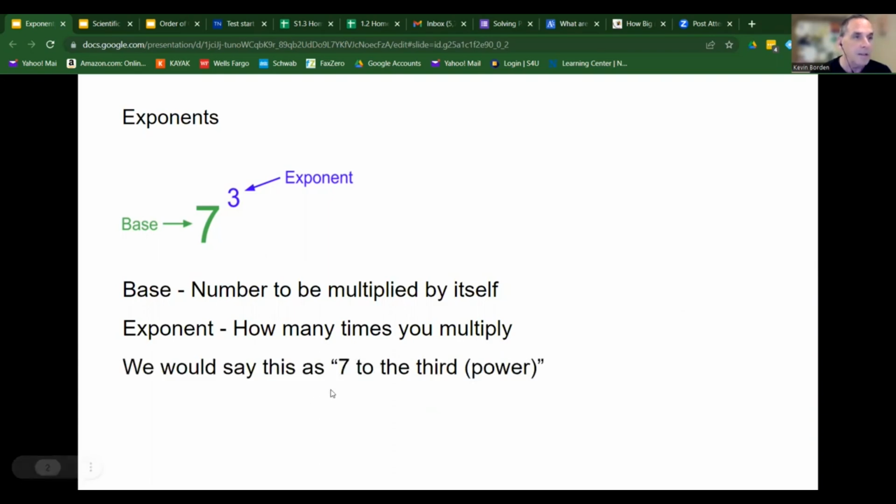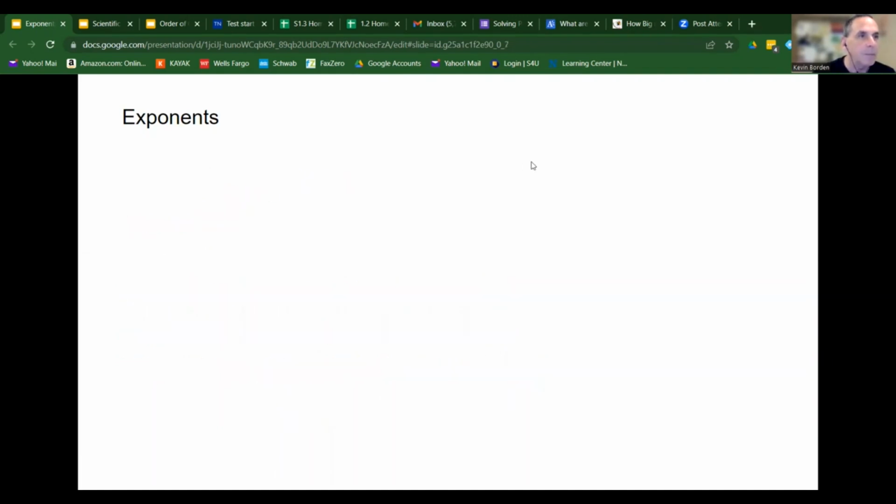We would say this as 7 to the third, or 7 to the third power, or 7 to the exponent of 3. 7 to the third is probably the most common. And that's the math that we would do if we were going to do this by hand. We're going to talk about doing it a little bit quicker in the calculator, but 7 times 7 times 7 is what's being communicated up here.